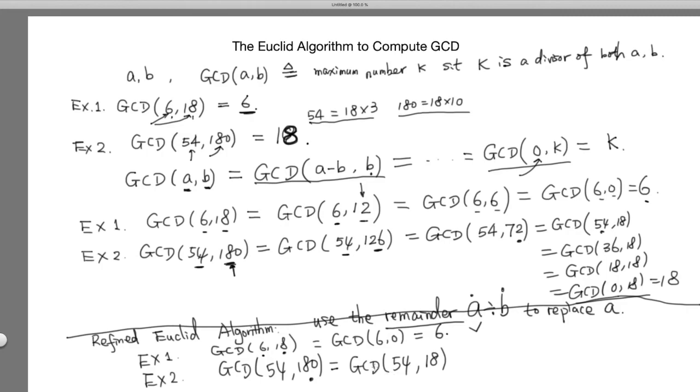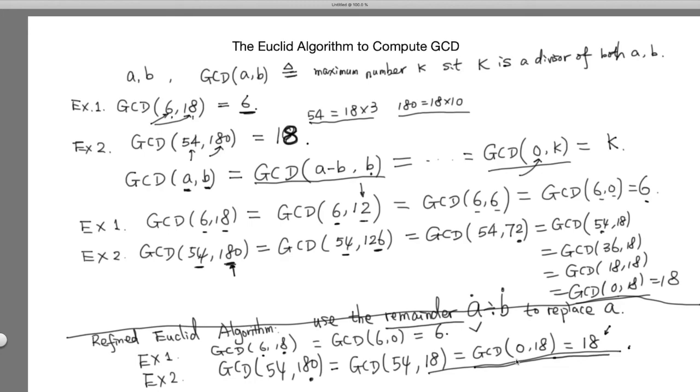Now again, using this refined algorithm, GCD of 54 and 18 equals GCD of the remainder of 54 divided by 18, which is 0, and keep the smaller number: 0 and 18. And this we know is going to be 18. It still stops when the GCD is 0 and a non-zero number, and the GCD will be equal to that non-zero number. So you see, by this refined Euclid algorithm, calculating the GCD of two numbers becomes really fast.